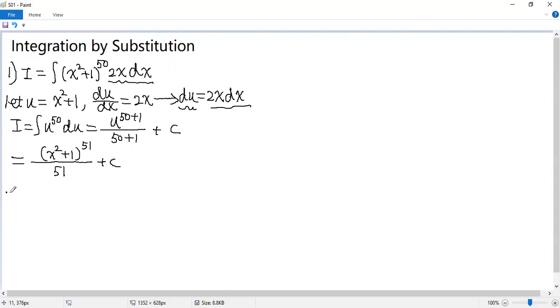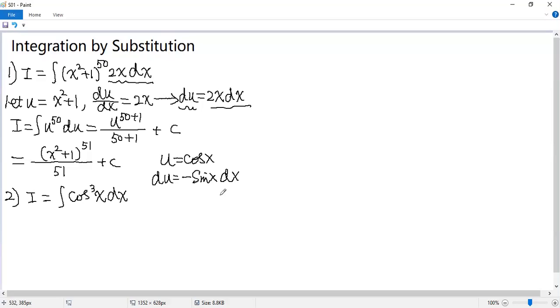Now let's look at the next example. The indefinite integral of cosine x cubed dx. Again, the integrand is a composite function. But if we let u equals cosine x, then du would equal negative sine x dx. But there's no sine x in the integrand, so we cannot do that.